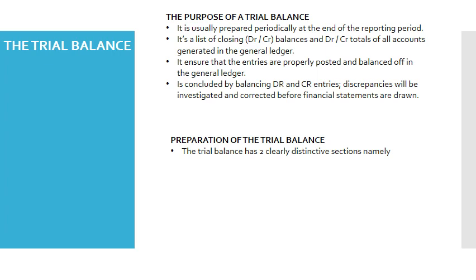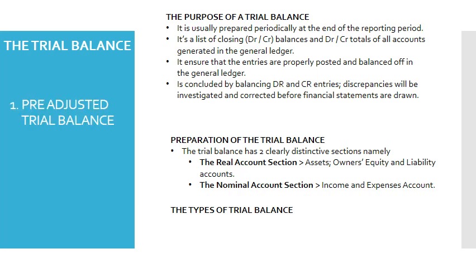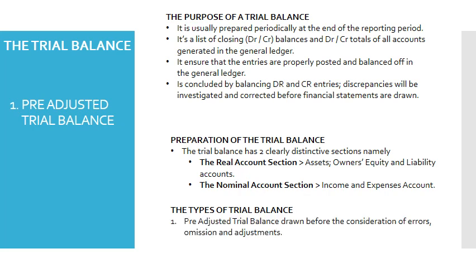A trial balance has two clearly distinctive sections, namely the real account section, which will only reflect the asset accounts, owner's equity accounts, and liability accounts. The second section will be the nominal account section, where only the income accounts and expense accounts will be shown. There are three types of trial balance. The first is the pre-adjusted trial balance, which is drawn before the consideration of errors, omissions, and adjustments.